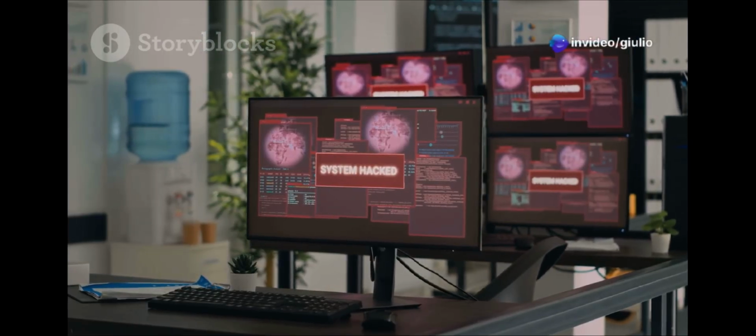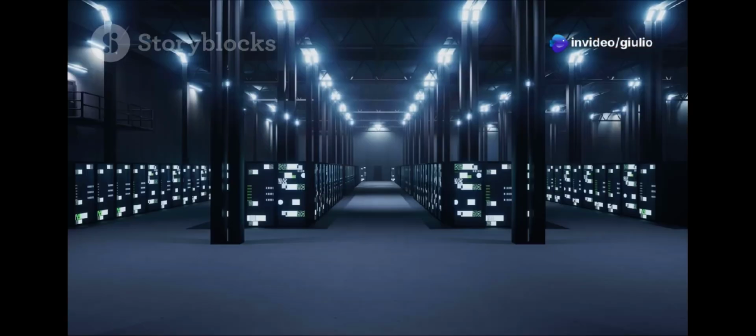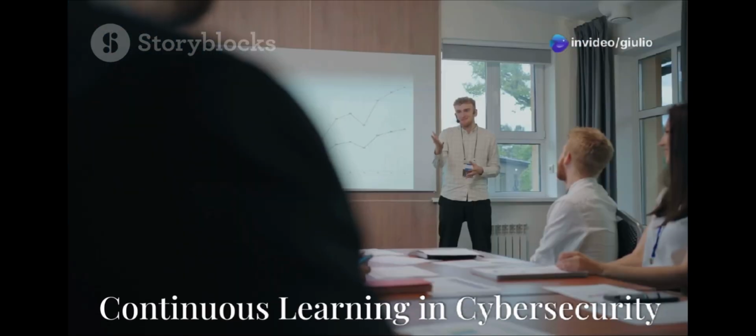In the event of a ransomware attack or other data breach, having a recent backup can be a lifesaver. Backups should be stored securely, preferably offline or in a separate cloud environment, to prevent them from being compromised in the main attack.